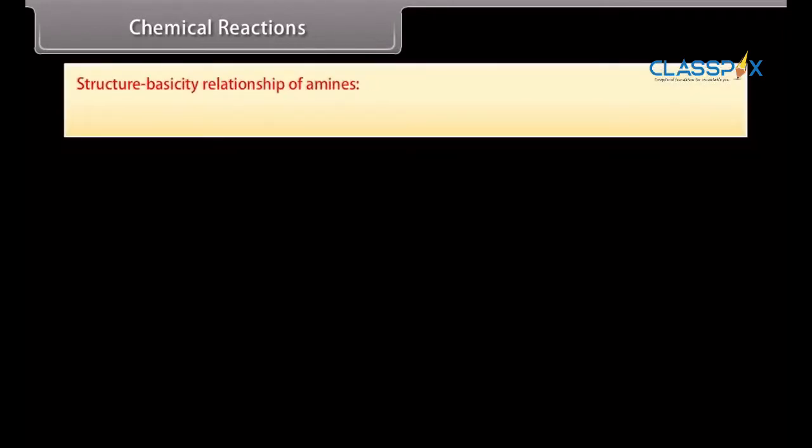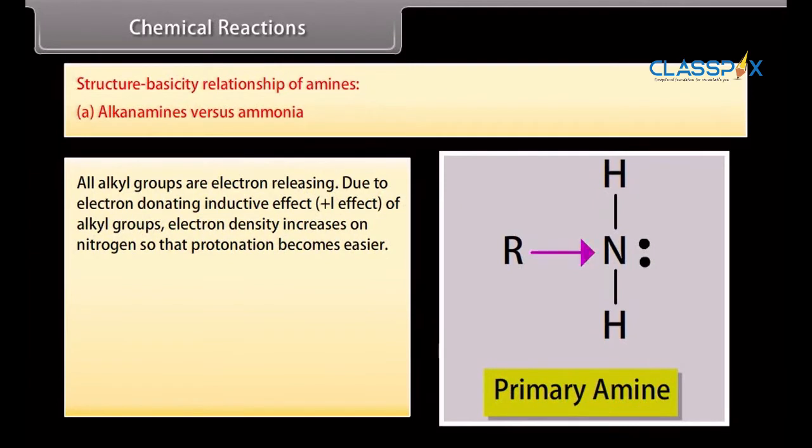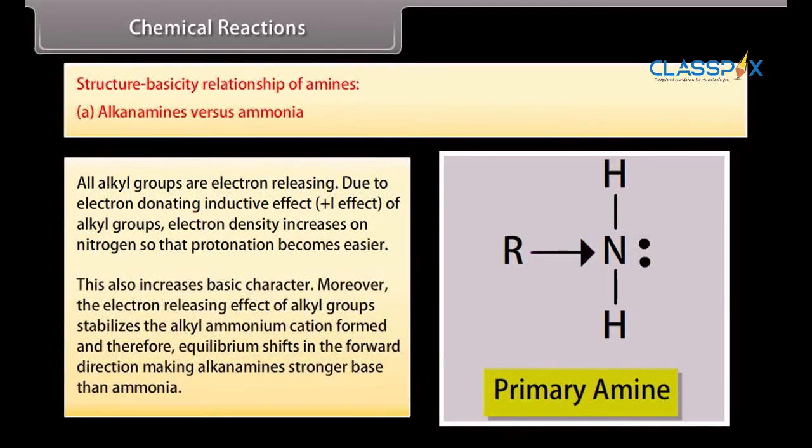Structure, basicity relationship of amines. Alkanamines versus ammonia. All alkyl groups are electron releasing. Due to the electron donating inductive effect, that is the positive I effect of alkyl groups, electron density increases on nitrogen so that protonation becomes easier. This also increases basic character. Moreover, the electron releasing effect of alkyl groups stabilizes the alkyl ammonium cation formed, and therefore the equilibrium shifts in the forward direction, making alkanamines stronger bases than ammonia.